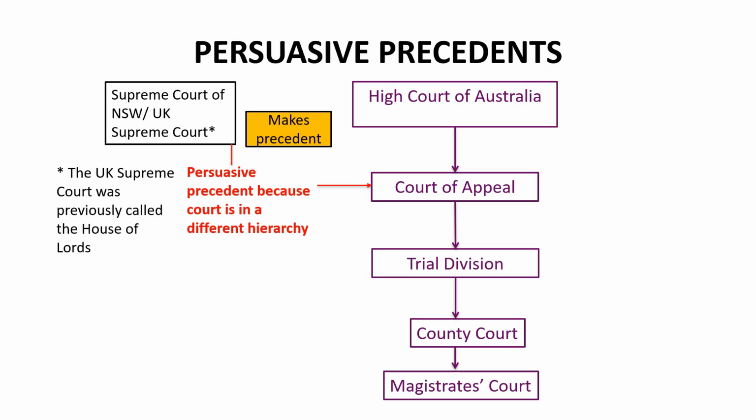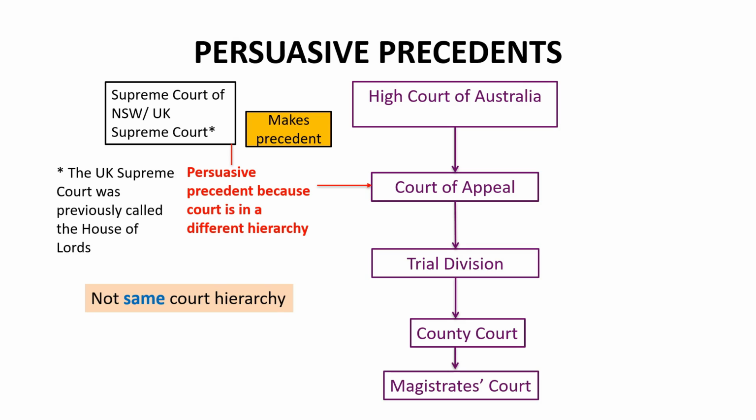It doesn't matter whether that court is the Court of Appeal, as here, whether it's the highest court, that is the High Court, or whether it's the lowest court, that is the Magistrates' Court. A precedent made by a court outside the Victorian court hierarchy cannot be a binding precedent for any court in the Victorian court hierarchy because that precedent was not made by a court in the same court hierarchy, that is, by a court in the Victorian court hierarchy.